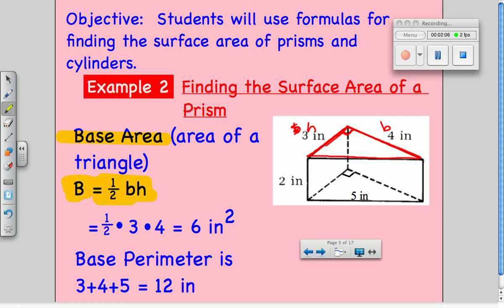So we write the formula, half. Substitute b for base for 3, and substitute h for height for 4. Half of 3 times 4. 3 times 4 is 12. Half of 12 is 6. So that's the area of the top triangle. Well, then that's also going to be the area of the bottom triangle. So, we have two triangles that are 6 inches squared.